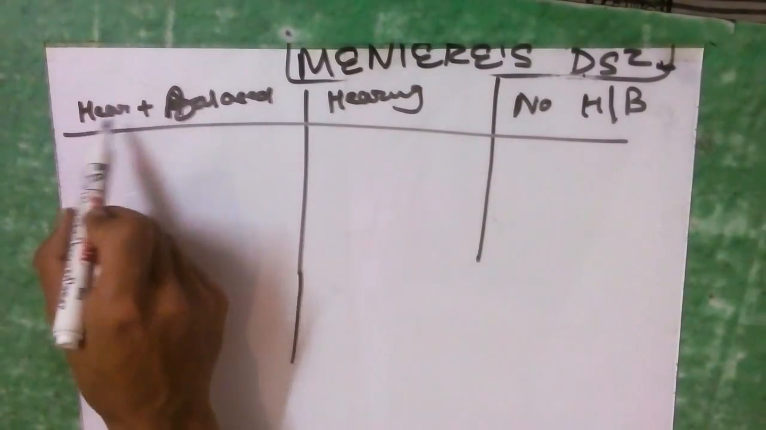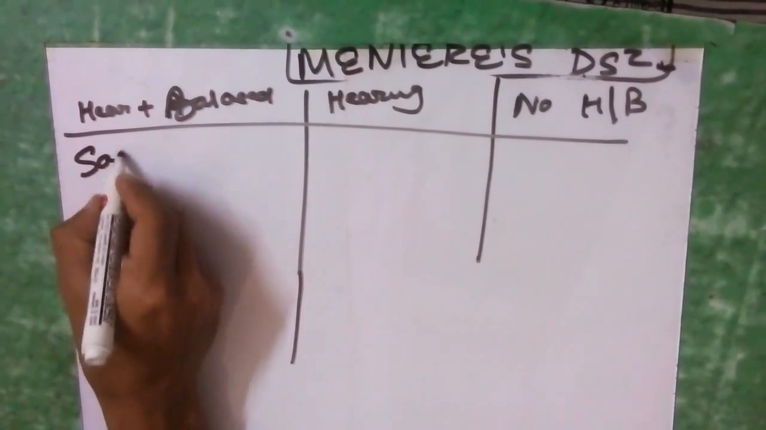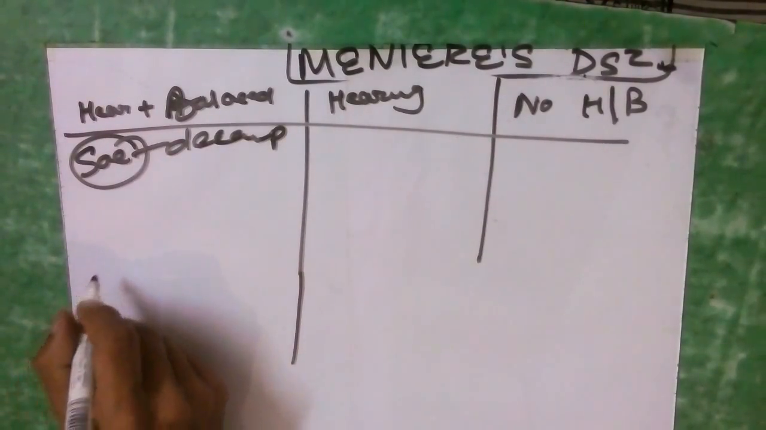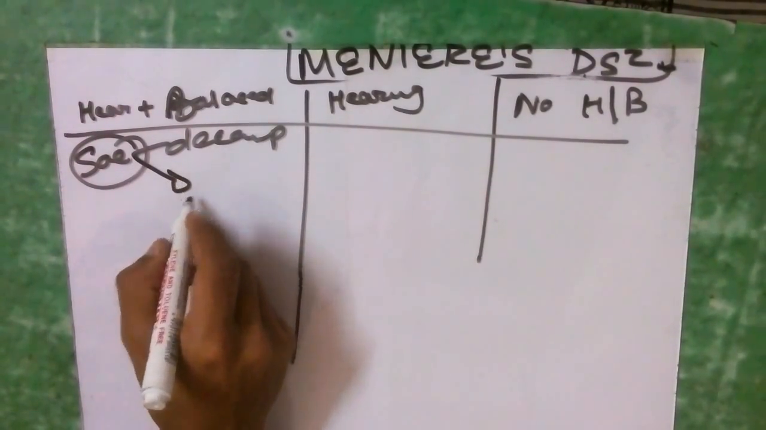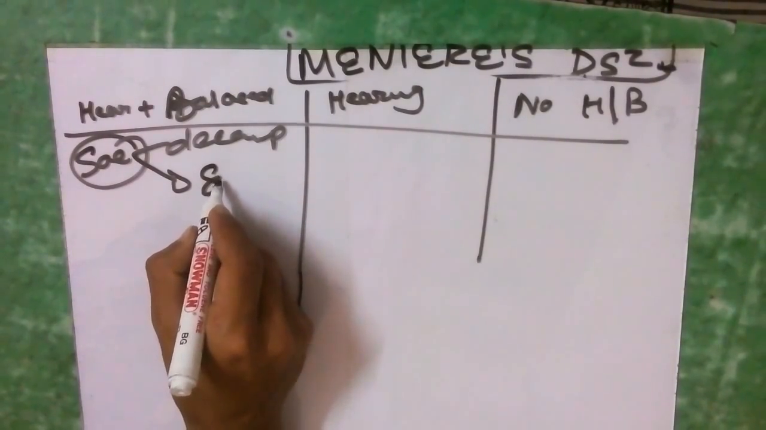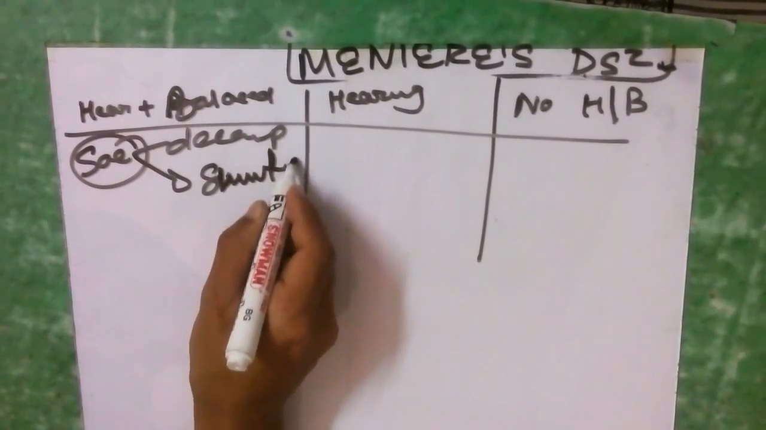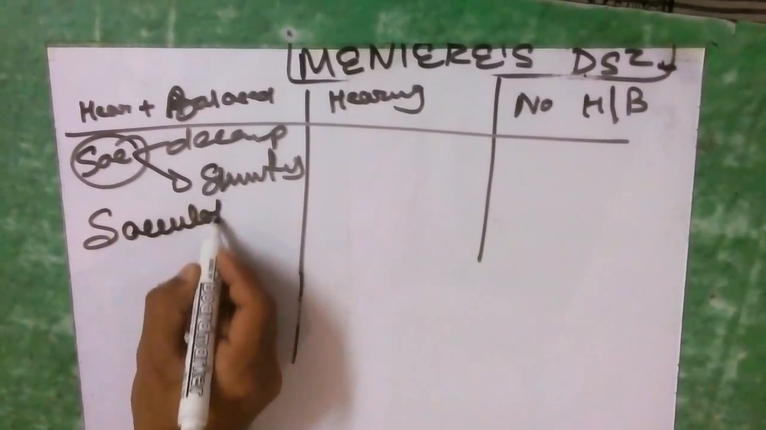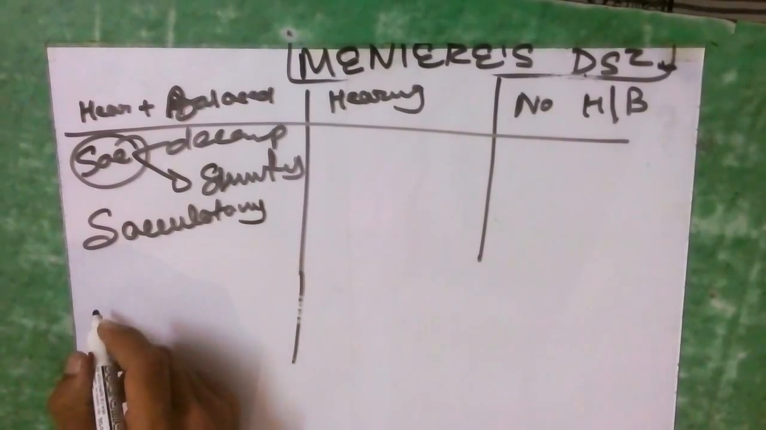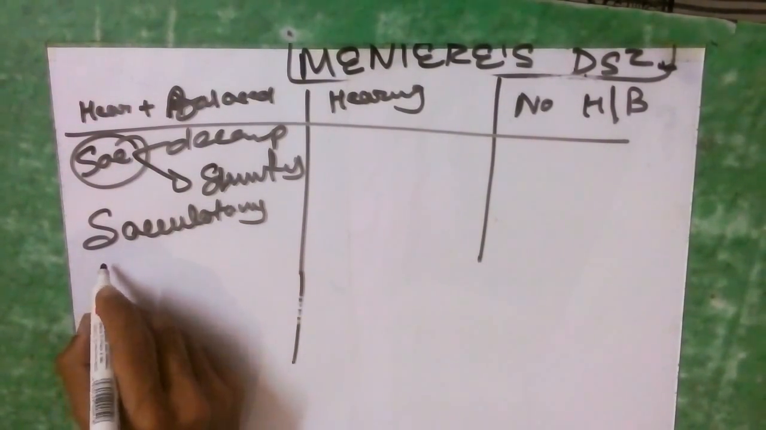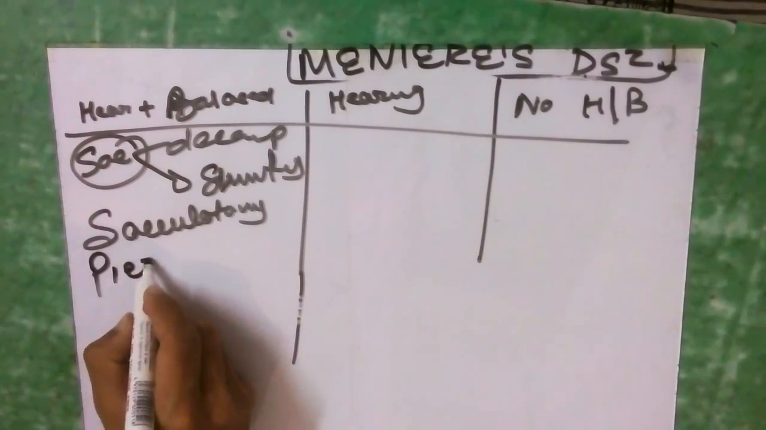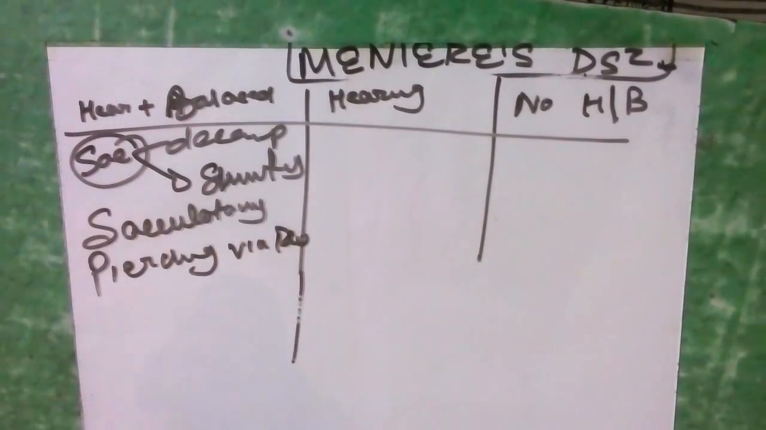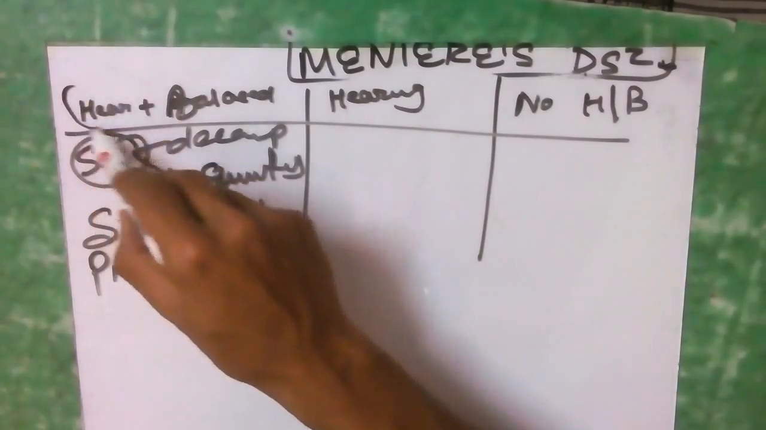And what are the methods for preserving both hearing and balance? Either I can decompress the sac, that is, sac decompression can be done, or I can shunt the sac with the subarachnoid space, that is called shunting of the sac, or I can do a saculotomy and discharge, and cochleosacculotomy or piercing via the round window. If we do this, then both are preserved.